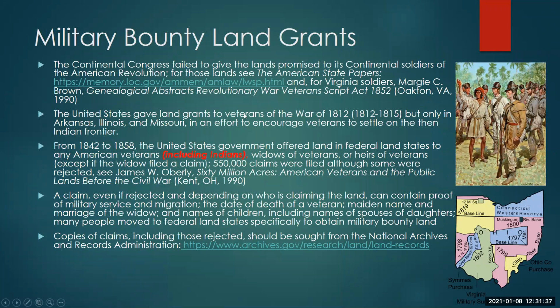All right, military bounty land grants. The Continental Congress had promised its Continental soldiers land, and the Continental Congress failed to provide it. But as I say, you can learn about those lands in the American State Papers, including the soldiers who were entitled to that land. The United States gave land grants to veterans of the War of 1812, but only in the states of Arkansas, Illinois, and Missouri, and those have all been published.